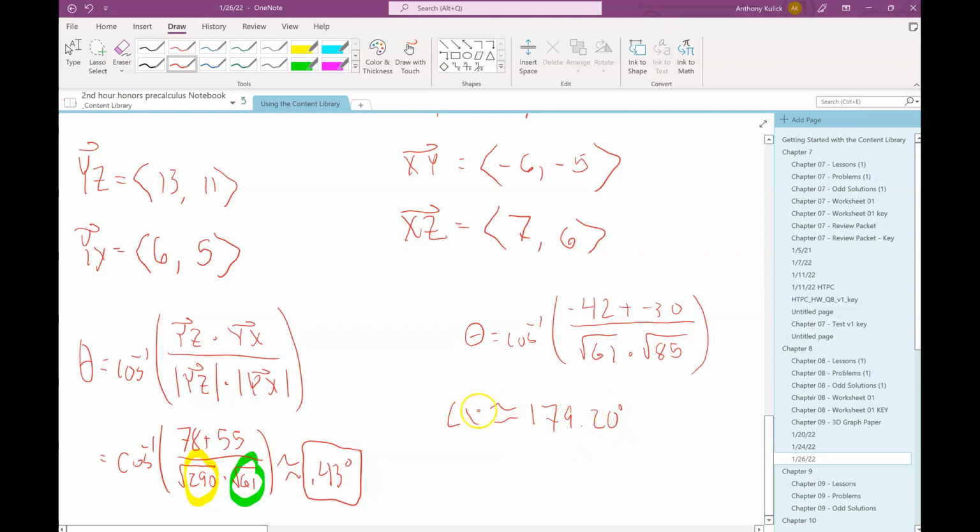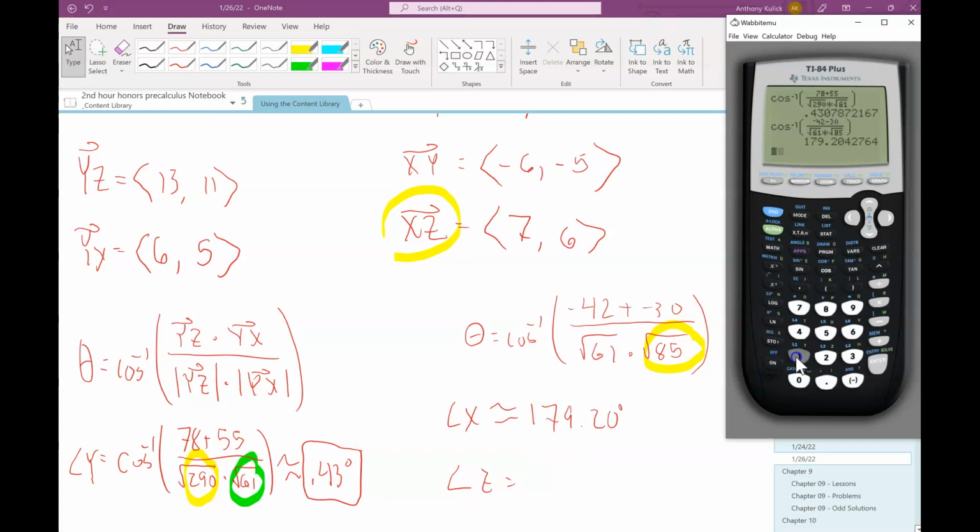And I guess, what is it? That's angle X. This is angle Y. And again, to point out here, that's our angle XZ. So that's our third side, excuse me. And then our angle Z is just going to be the leftovers. So 180 minus the previous minus the 0.43. So 0.37.